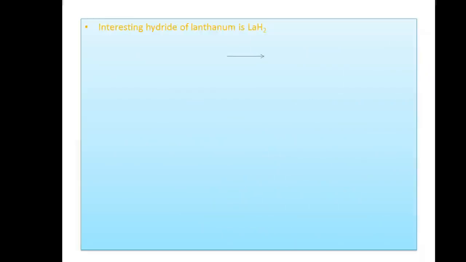An interesting hydride of lanthanum is LaH. The lanthanum electronic configuration is [Xe] 4f0 5d1 6s2. Then lanthanum oxidation state is +3. Therefore, the electronic configuration is [Xe] 4f0 5d0 6s0. This lanthanum forms an MH3 hydride, that means LaH3 hydride.